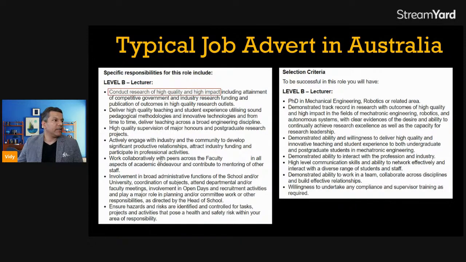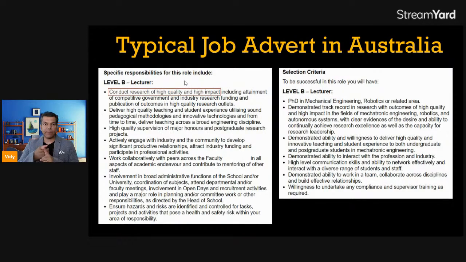Work collaboratively with peers from across the faculty in all aspects of academic endeavor. So this is very straightforward. Involvement in broad administrative functions. So if there is any experience that you can gain during your PhD, then you could do this. If not, it would be something that you could learn when you join. And yeah, the last one is also okay. So basically, the first four things are very important.